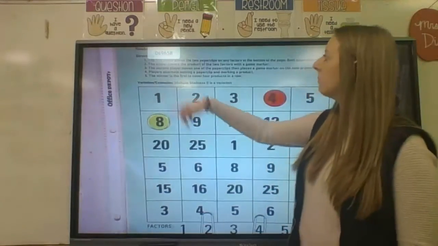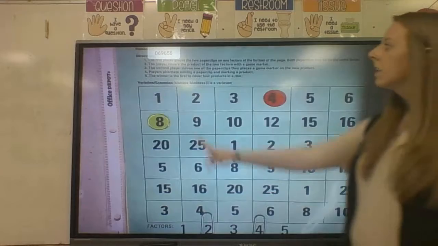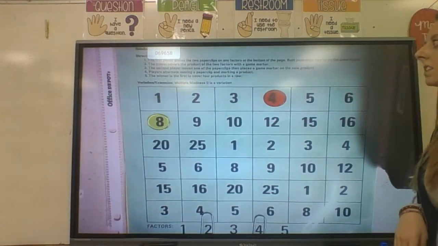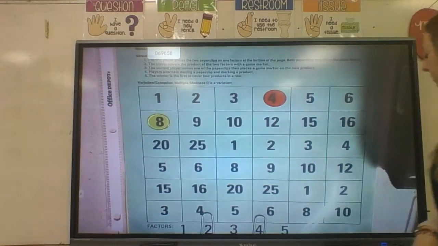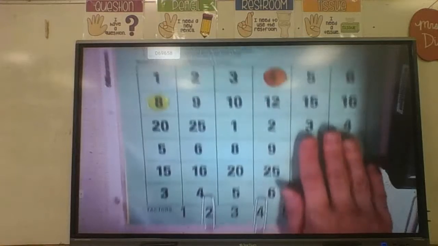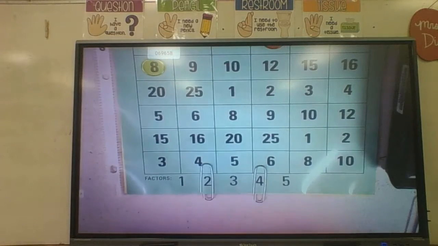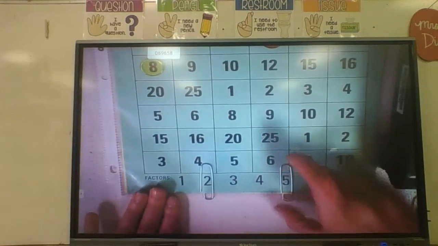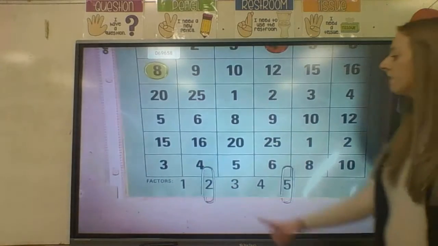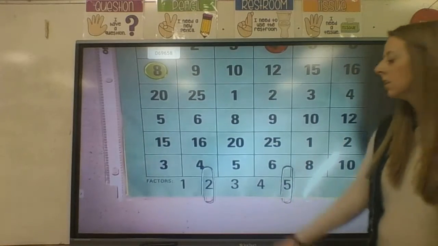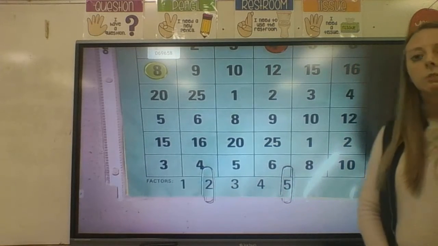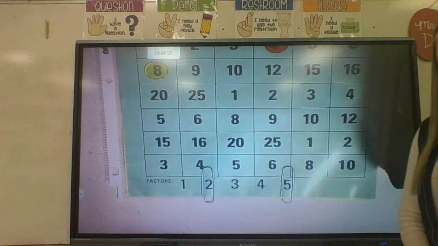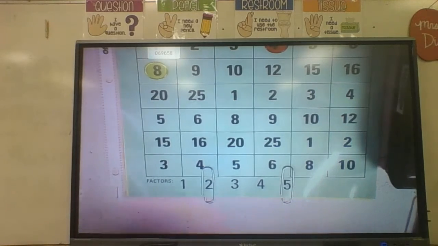It says players alternate moving a paper clip and marking a product. The winner is the first one to cover 4 products in a row. So I know to win, I need to get 4 of my counters in a row. So let's go back to player 1. Player 1's going to move one of the paper clips again. I'm going to move it to a 5. Now I've moved my paper clip. Now I have to multiply these together to find the product. 2 times 5. What's 2 times 5? Good job. 2 times 5 is 10.